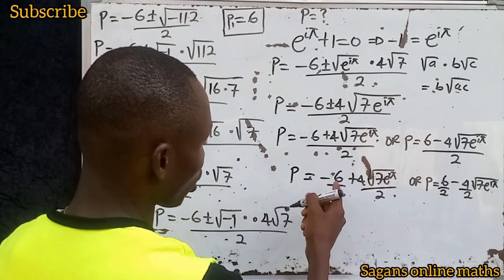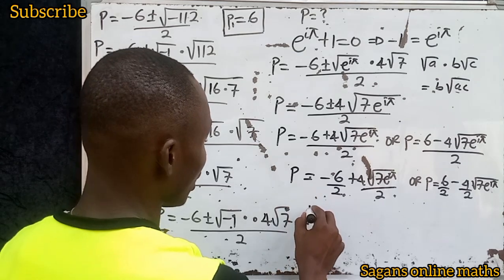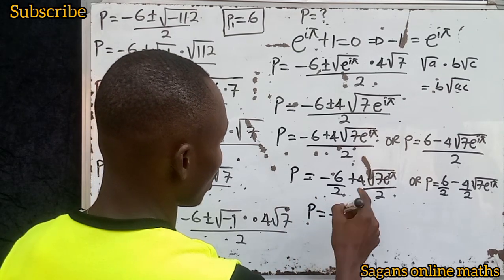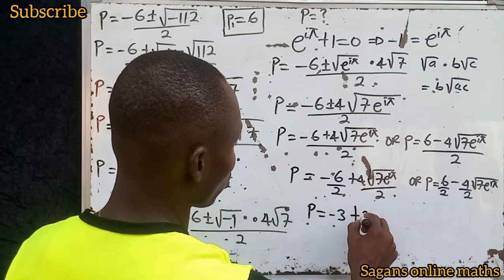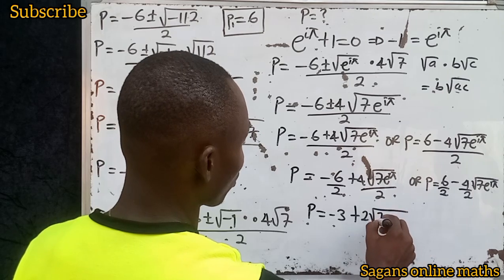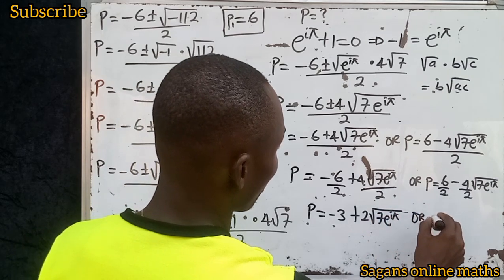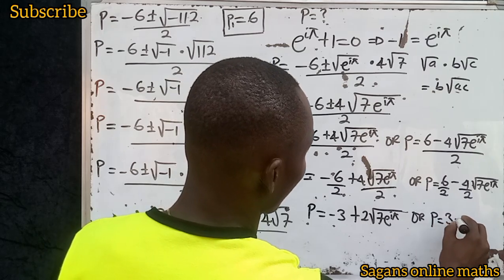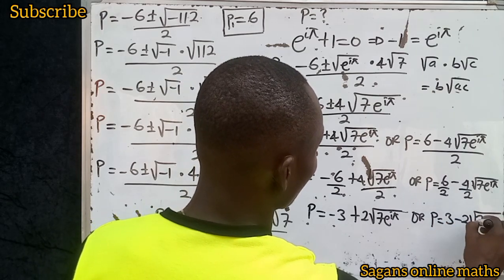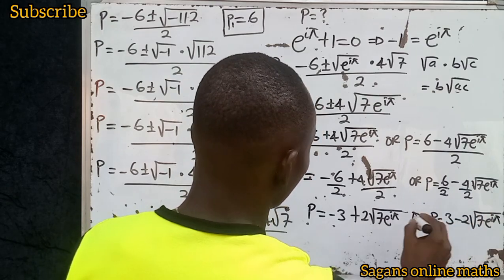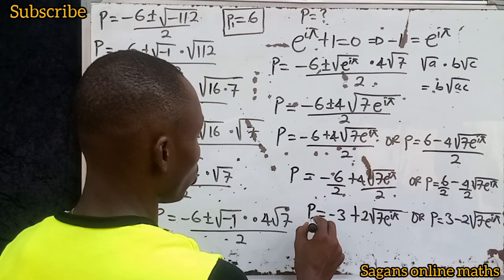Now, minus 6 divided by 2 gives us minus 3. It means that p is equal to minus 3. Then 4 divided by 2 here gives us plus 2 root 7 multiplied by e to the power of i pi. Or here p will be equal to minus 3 minus 2 root 7 multiplied by e to the power of i pi. So this is the second solution, this is solution 3.